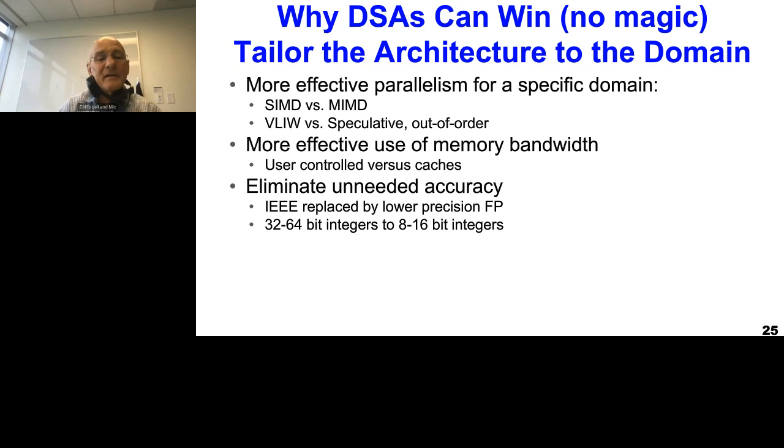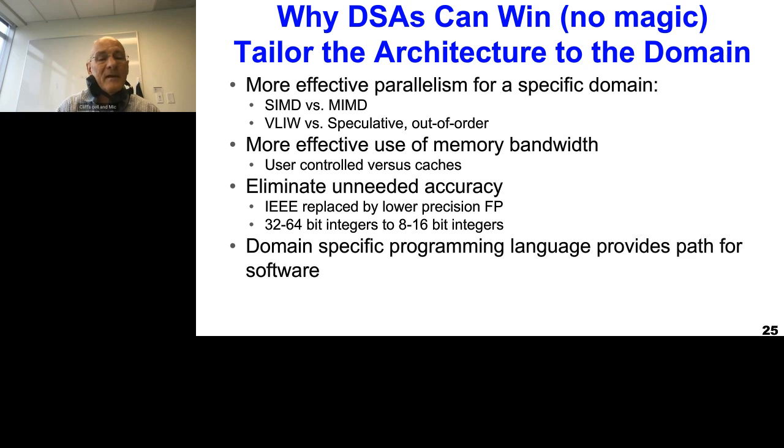And then unneeded accuracy. One of Berkeley's proud traditions is its participation in the IEEE floating point standard. But you don't need 64-bit floating point numbers for some of these domains. In general, you want to have all the floating point formats, but for narrow domains, you can get away with smaller floating point numbers and smaller integers, and that makes things more efficient. And then the challenge has always been for special-purpose architectures: where you're going to get software.